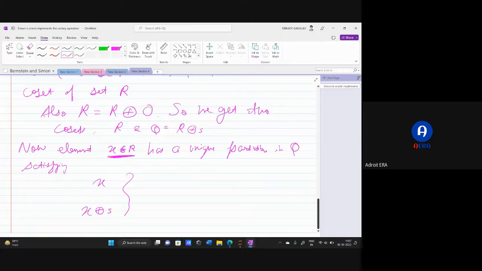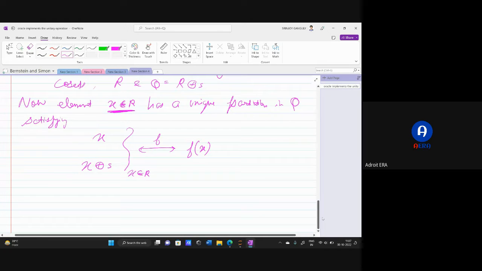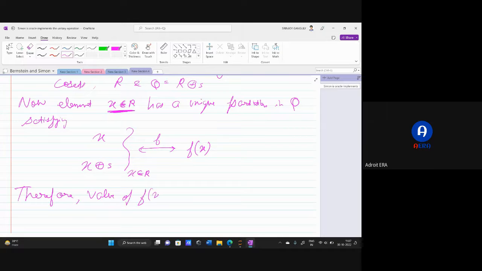With these two conditions, we have the function. So of course X belongs to R here. This is the function f of X, and therefore with this in mind, the value of f of X could correspond to X and Y, where Y is equal to X XOR S.